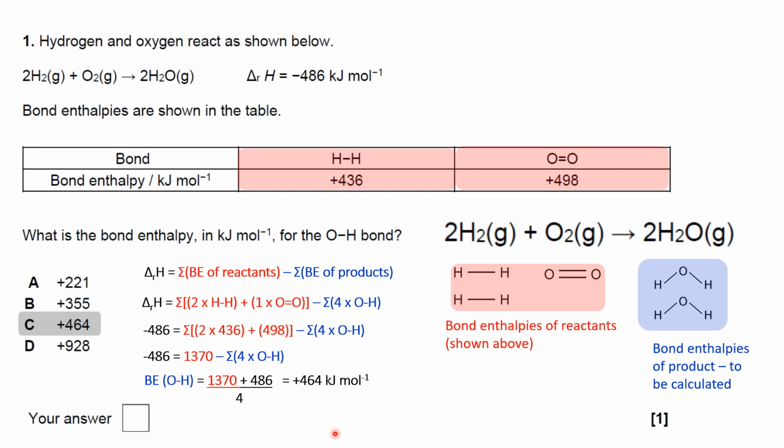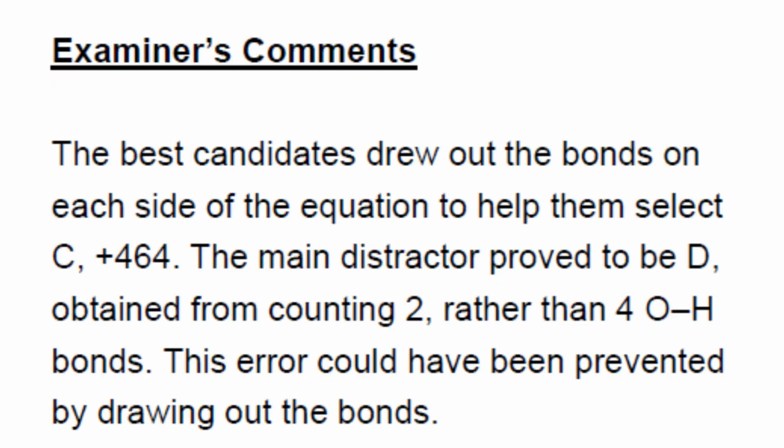And what's interesting is there are 4 OH bonds, but there's only 2 moles of water. Sometimes people miss that out. And if we have a look at the comments in the mark scheme from the examiners, you can see that they actually found that quite a lot in many of the candidates they were marking. And they say that this error could have been prevented by drawing out the bonds.